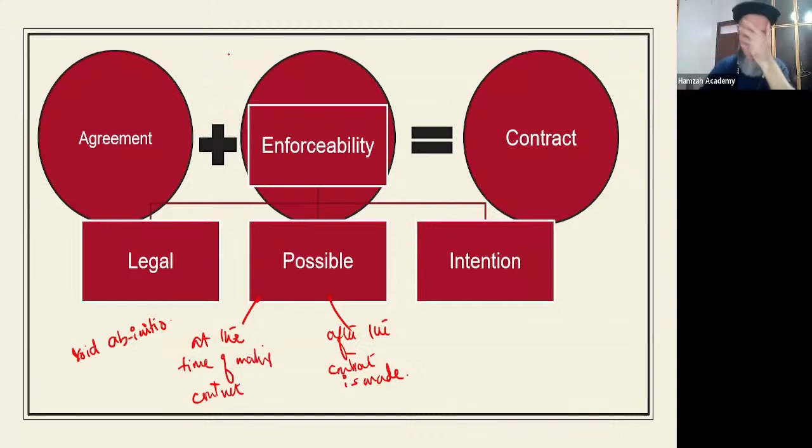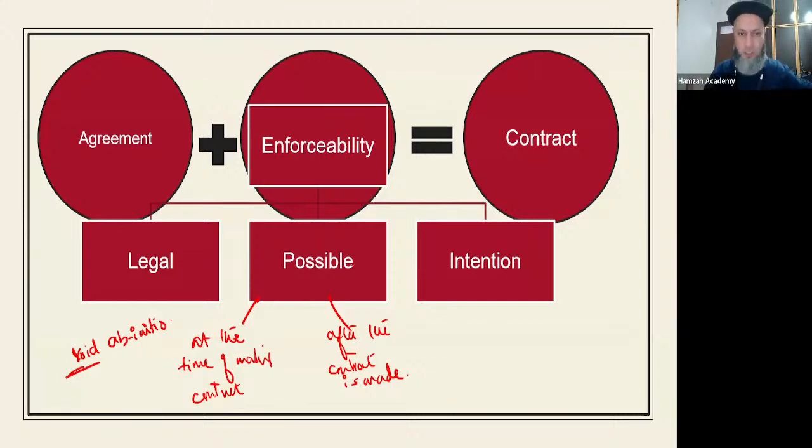Okay, so that is called void ab initio. Ab initio means from the very start. So void is a term, we'll come to it later on as well. Some contracts are valid, which means all the requirements are there, and it is enforceable. But if it is not enforceable, there are different situations, one of which is void. We'll come later on to invalid contracts and unenforceable contracts.